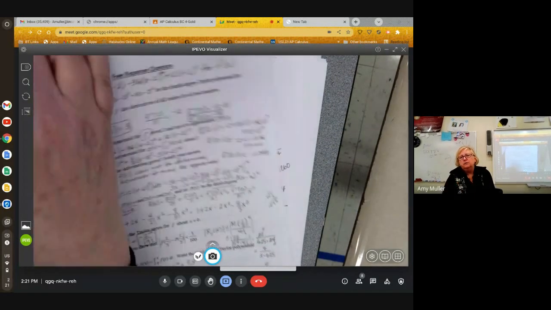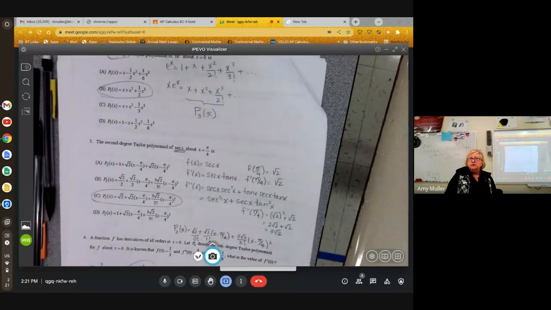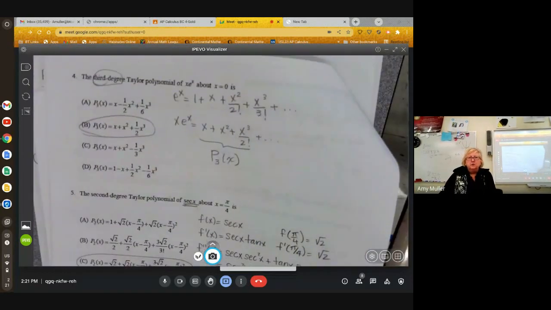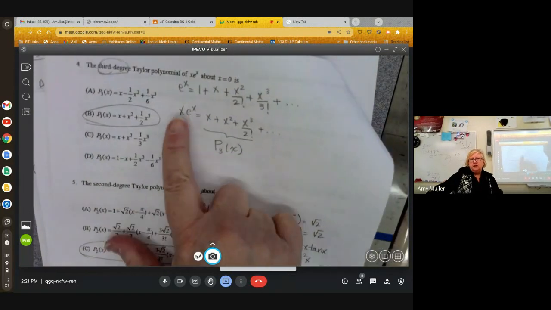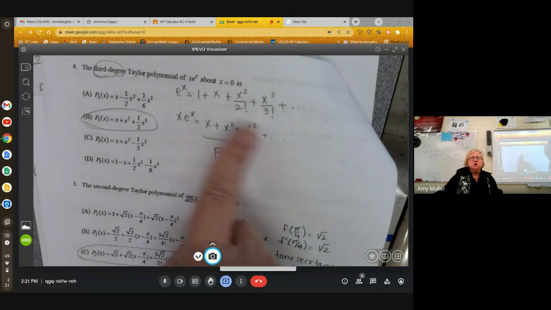Okay, here we go. I don't know what page this one is, but it says the third degree Taylor polynomial of x e to the x. What do you have to do for that, right? You got to know what to do. You take the e to the x that you know and you multiply by x, right?